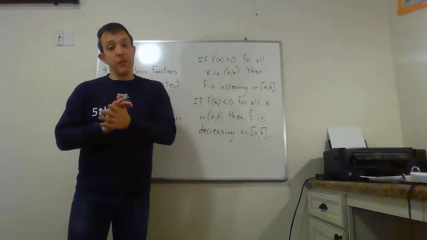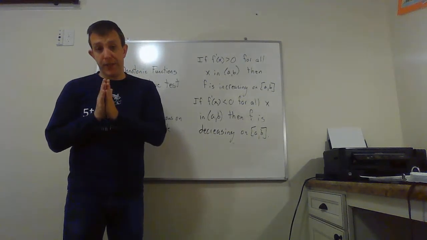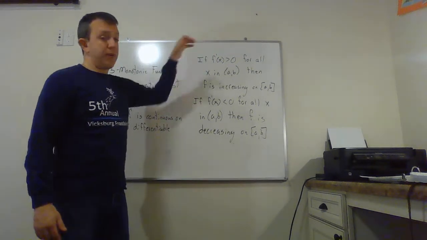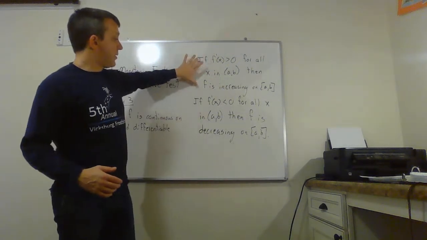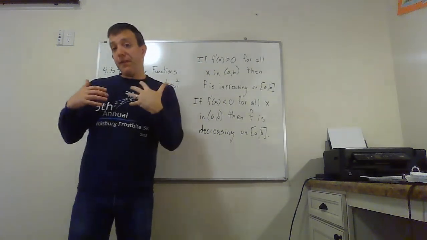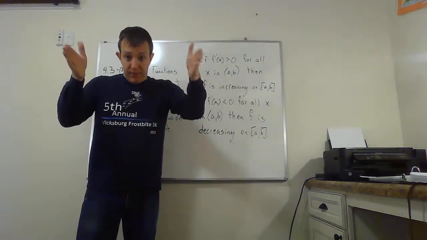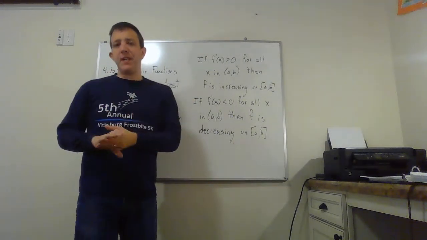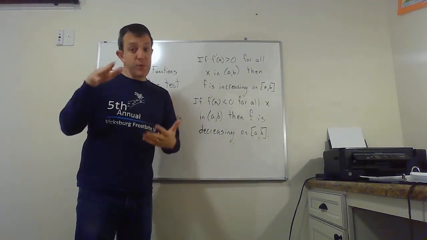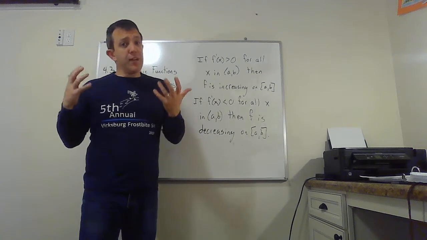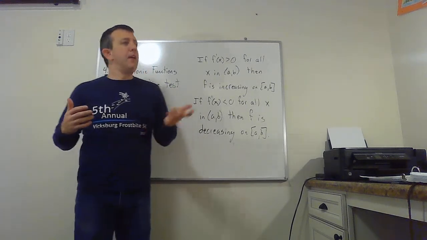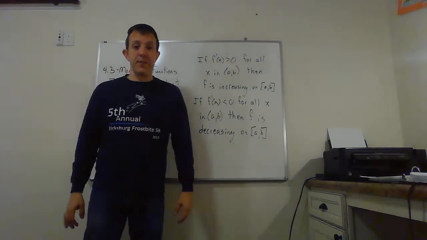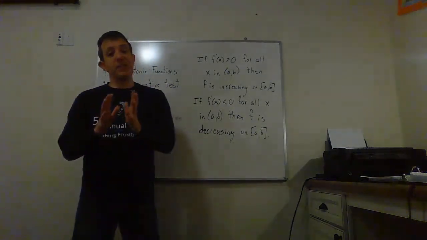Now, one really important thing to consider here. I think this makes sense. Let's just consider the increasing case. If the derivative is positive everywhere in this interval, what does that mean? A derivative is like the slope of a tangent line for all those points in that interval. And if all of those slopes are positive, it seems reasonable that the function itself is increasing on that interval. But here's the kicker.